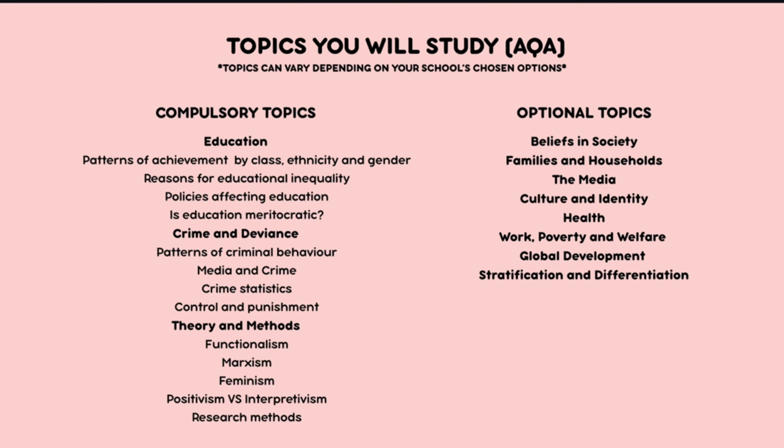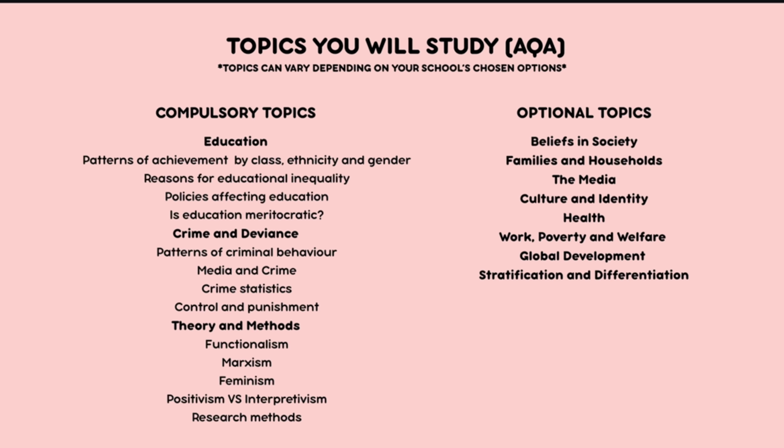Okay, so moving on to the topics that you will be studying. Again, this is if you're AQA. Don't worry if you're looking at this slide thinking, how am I going to learn all of that in 2 years? You're not. Everybody does the 3 compulsory topics, which are education, crime and deviance, and theory and methods.